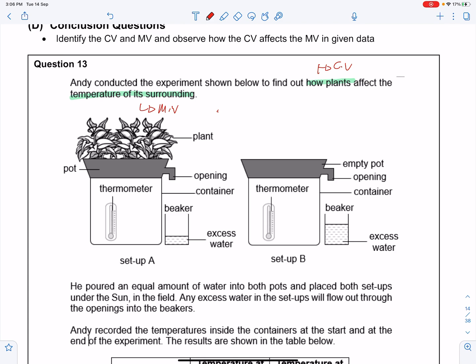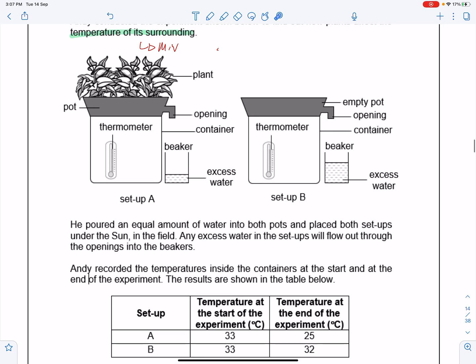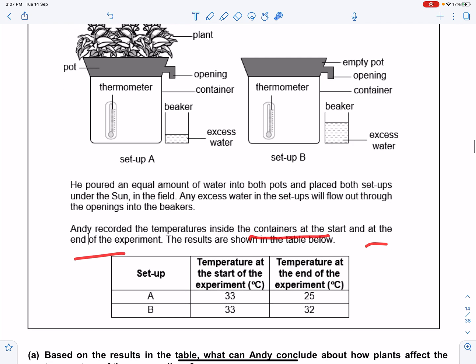Okay, so let's continue reading. He poured an equal amount of water into both pots and placed both setups under the sun in the field. Any excess water in the setups will flow through the openings into the beakers. Andy recorded the temperatures inside the beakers at the start and at the end of the experiment. The results are shown, okay, in the table below.